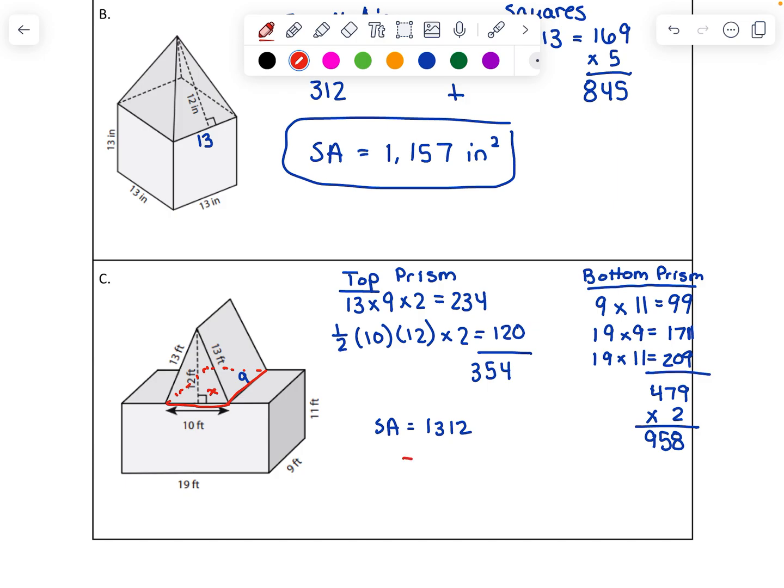But again, I want to subtract out that red. So I'm going to subtract. That would be 9 by 10, so I'm going to subtract out that rectangle up top. So my final answer is 1,222 feet squared.